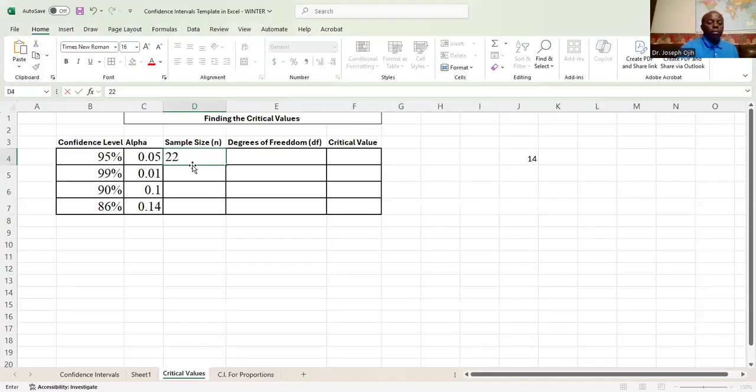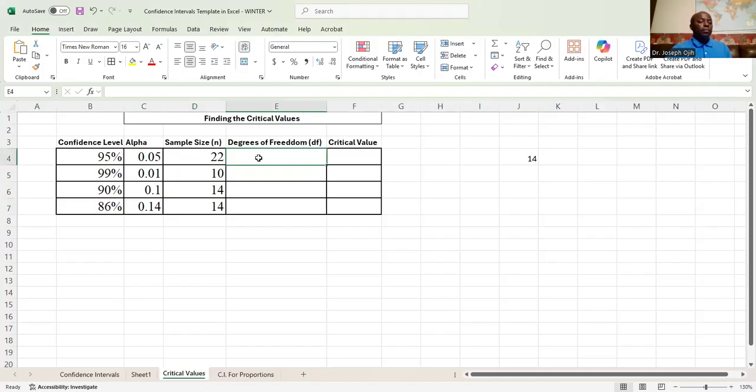22 times 14, 14. Okay. Now, degree of freedom is n minus 1.